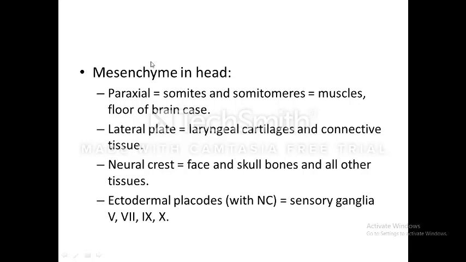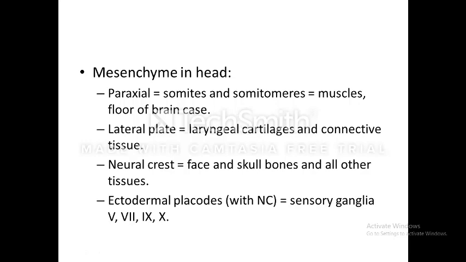So, the pharyngeal mesoderm, somites and somitomeres give rise to the muscles. Which muscles? Skeletal muscles, and the floor of the brain case. Lateral plate mesoderm gives only the laryngeal cartilage and the connective tissue around it. The neural crest gives rise to the face and skull bones and all other tissue.